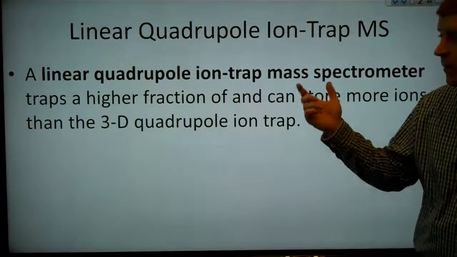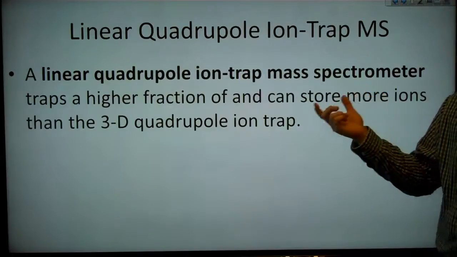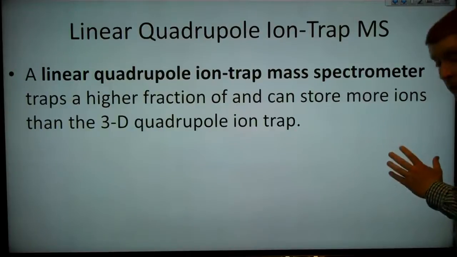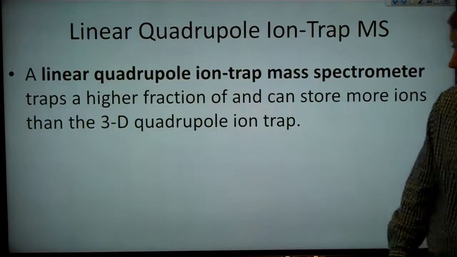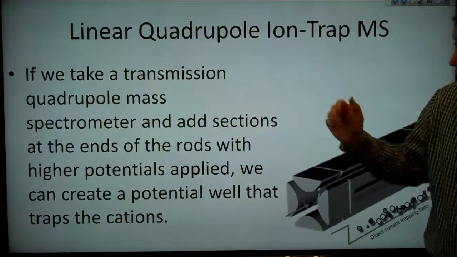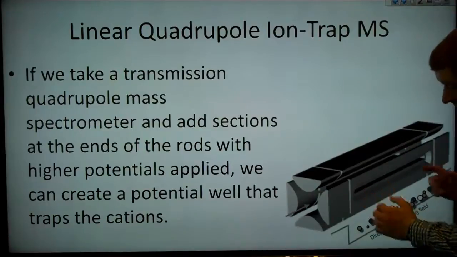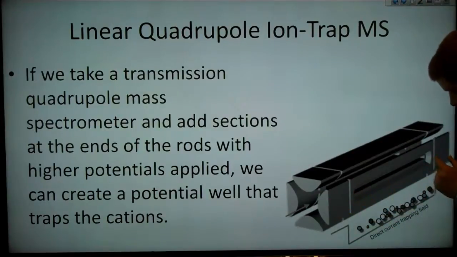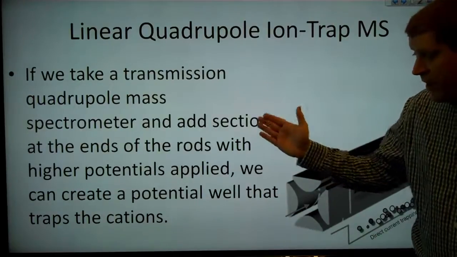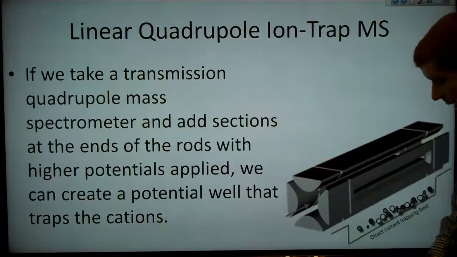Another type of mass spectrometer is called a linear quadrupole ion trap mass spectrometer. And this traps a higher fraction of ions and can store more ions than the three-dimensional quadrupole ion trap can. So if we take our transmission quadrupole mass spectrometer that we have here, and then we add sections here and there on either end of our rods with higher potentials applied to them, then we can create a potential well that will trap our cations.